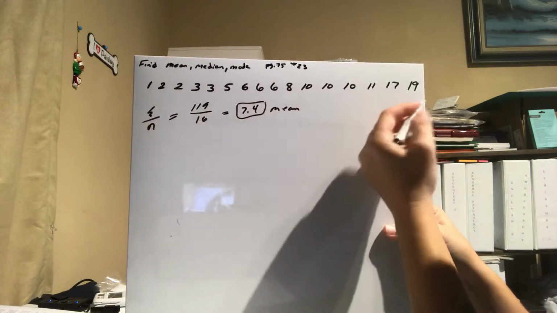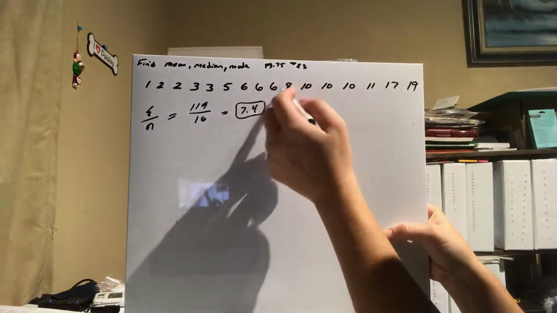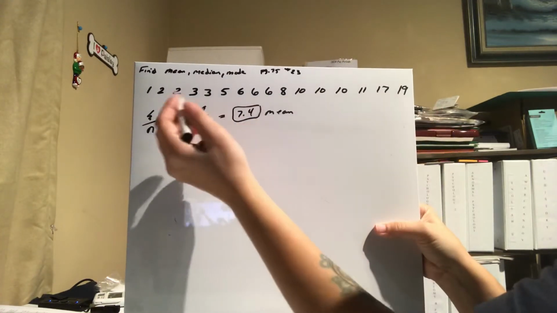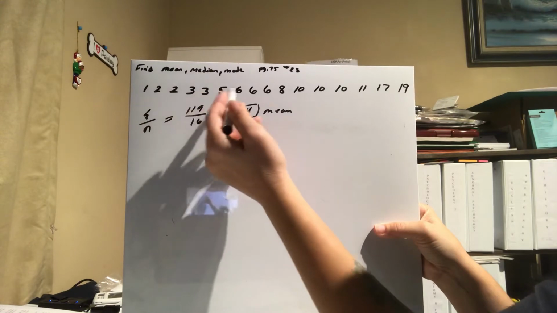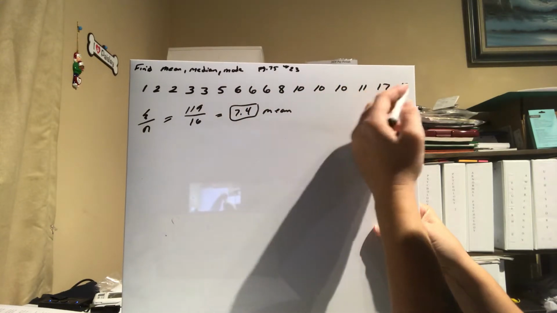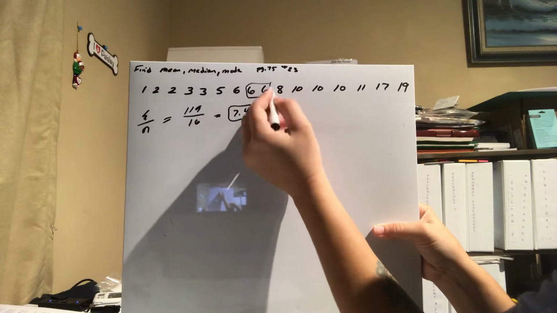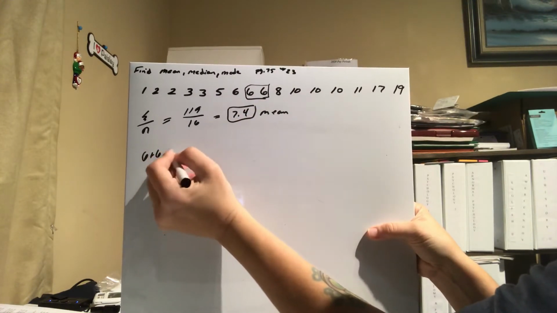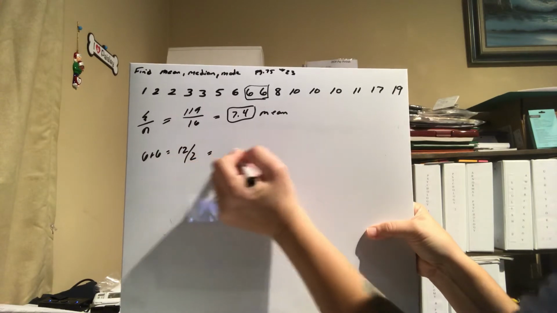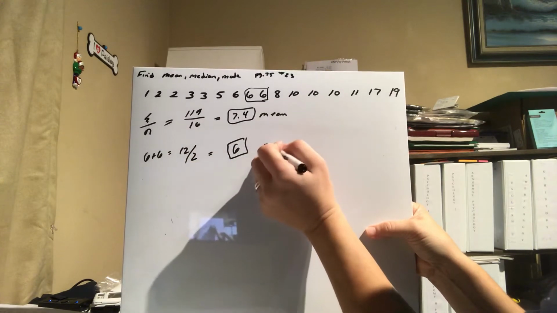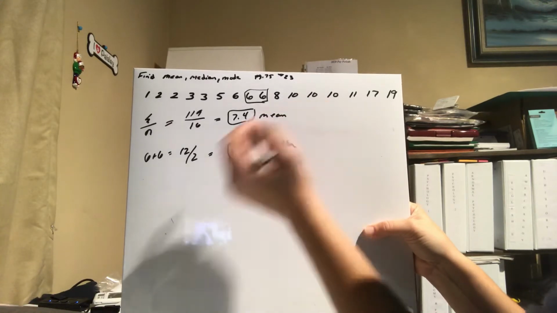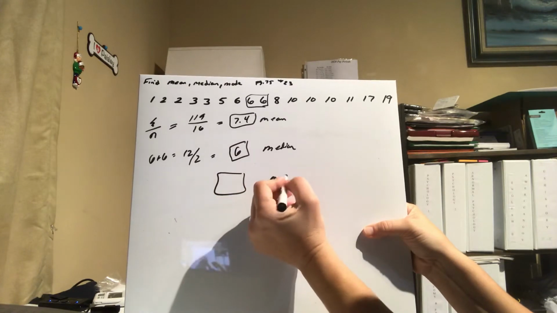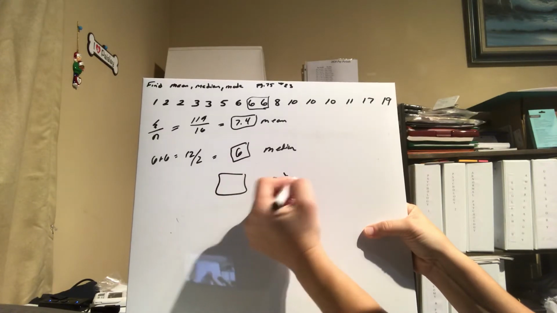middle. And this is an even number, so we're not going to be able to get one specific one. So you would count out until you get an even amount on each side. 1, 2, 3, 4, 5, 6, 7. 1, 2, 3, 4, 5, 6, 7. So that would leave the 2 middle 6s in there. And to find the median, you would add them together and divide it by 2. And you get 6. That would be the median. And the mode is just whichever one is the most frequent, in this case, 6.